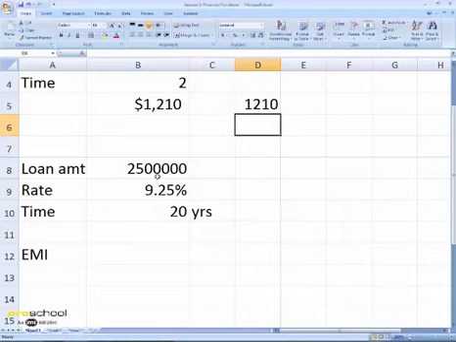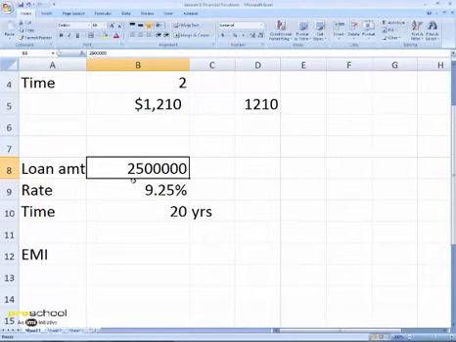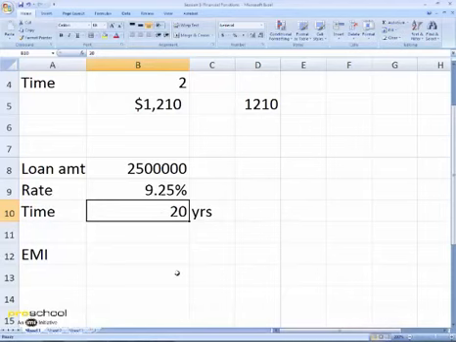In this case, we assume you have a loan of 25 lakhs, a home loan. The rate that the bank charges from you is 9.25%, and the time period you have taken is for 20 years.